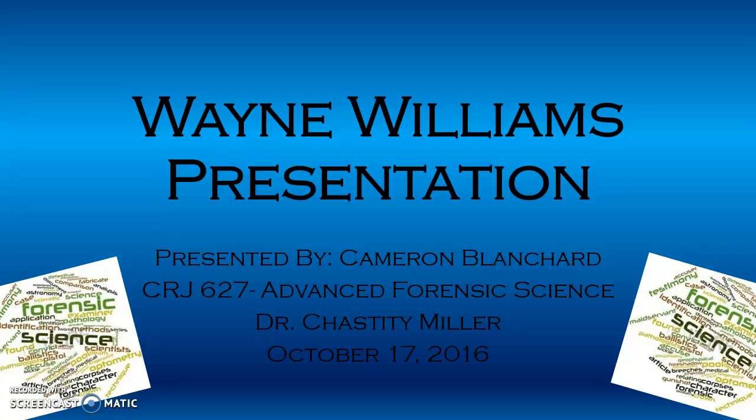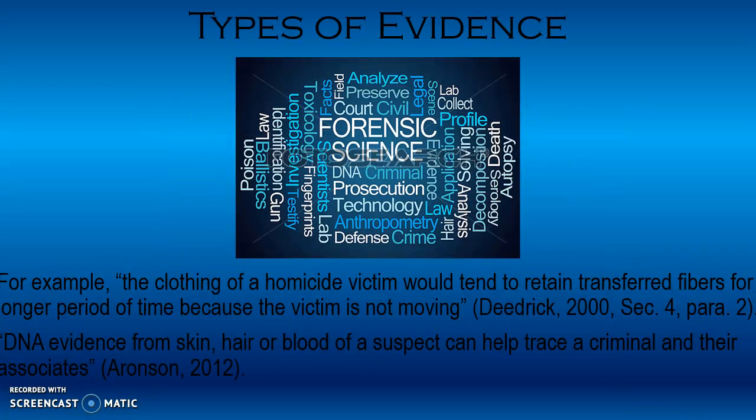Wayne Williams presentation. Types of evidence. For example, the clothing of a homicide victim would tend to retain transferred fibers for a longer period of time because the victim is not moving. DNA evidence from skin, hair, or blood of a suspect can help trace a criminal and their associates.